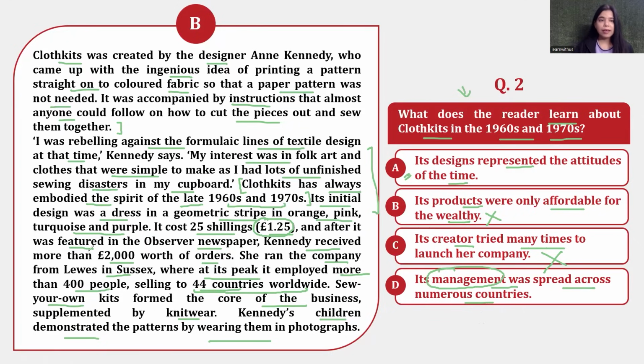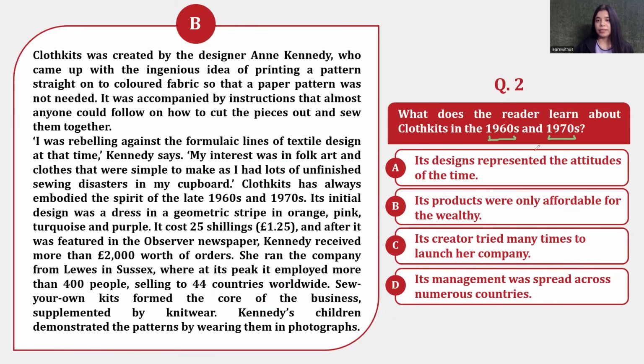Number one, that. Number two, if you see, the question is very clearly talking about these years. That what does the reader learn about cloth kits in 1960s and 70s? And the answer is here. Cloth kits has always embodied. Embodied means to give a physical form. So cloth kits has always embodied the spirit of the late 1960s and 1970s. Now, spirit of late 1960s and 70s means that it has given a physical form to the attitude people had in 1960s and 70s. And this is something that goes with A, not D, right?